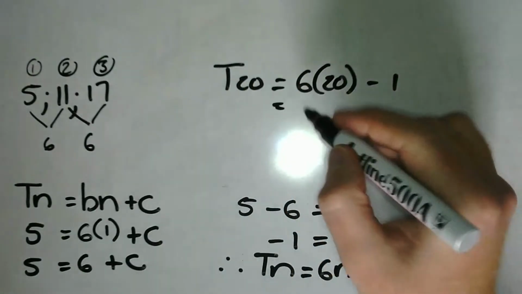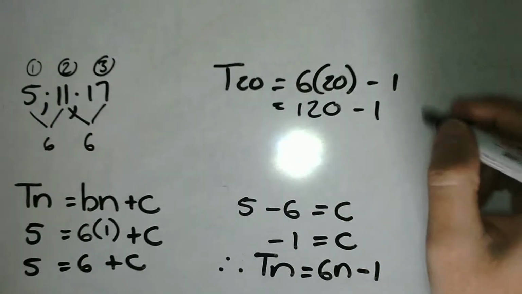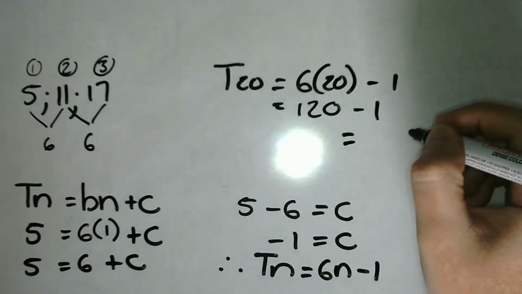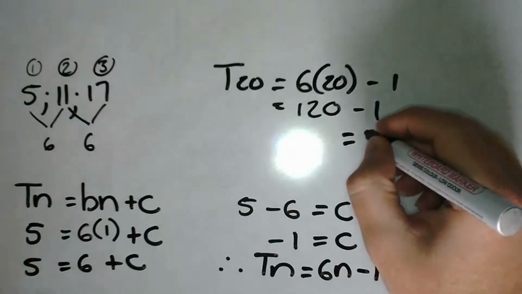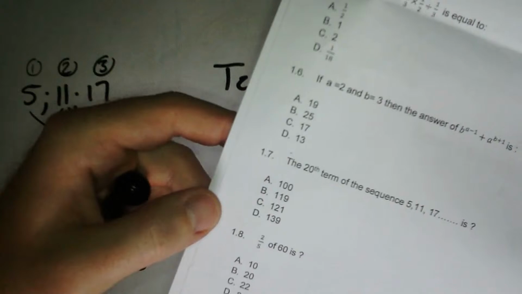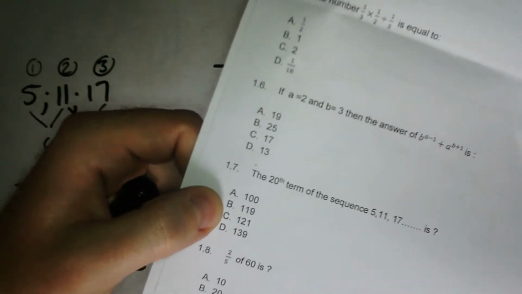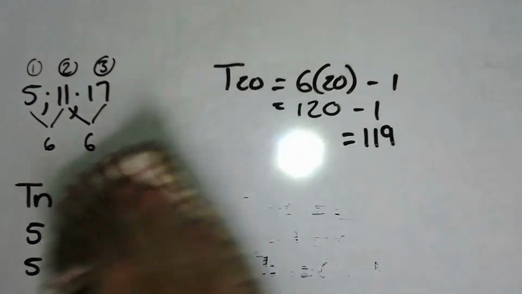Now 6 times 2 is 12, add the 0, minus 1. So therefore the answer for the 20th term would be 119. So your option that you'll choose for 1.7 over here would be option B, 119. And there we go, all done and dusted for 1.7. Okay, let's move on to question 1.8.